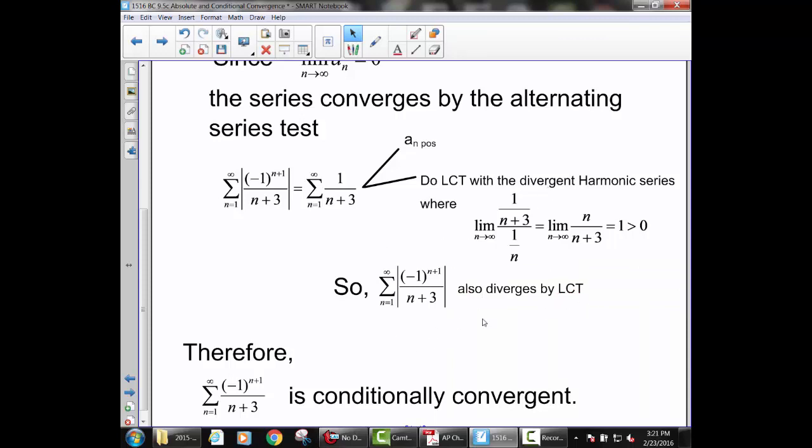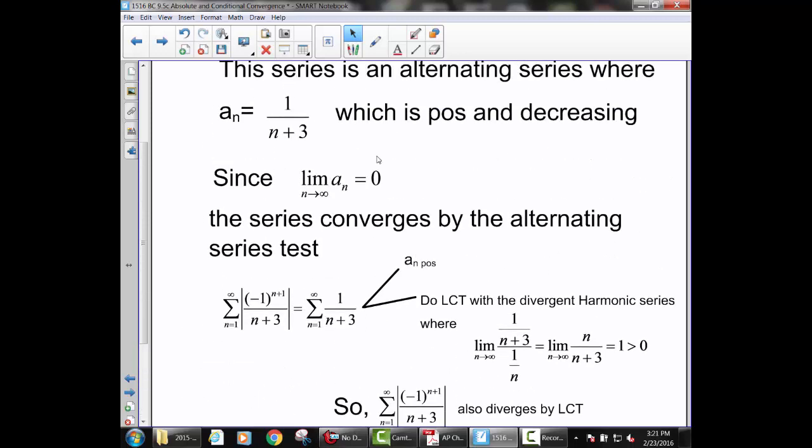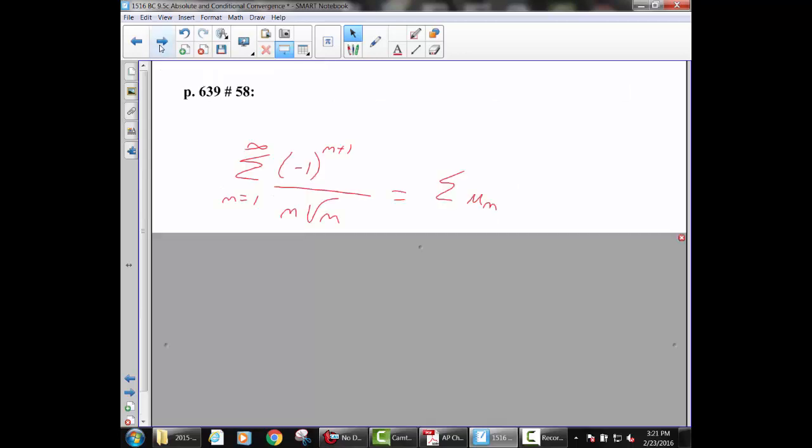So because the summation of the absolute value of a_n is divergent, then the original series, which we had found out to be convergent up here, right? We had found that it was convergent, but we found out that it is what is called conditionally convergent.